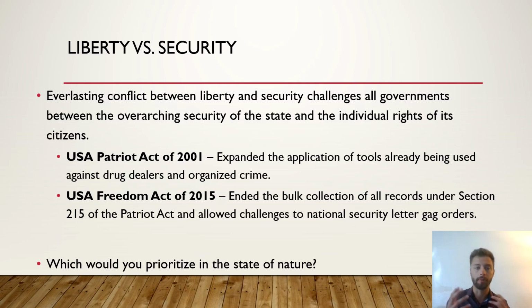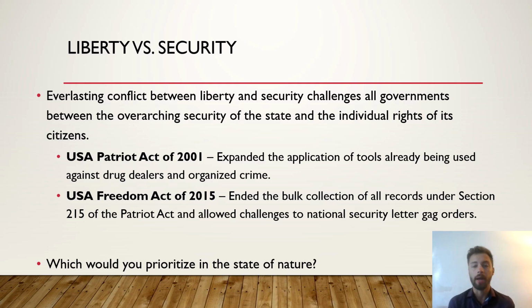So, how can we see liberty versus security? There's been an everlasting conflict, as we know, between these two concepts, as any governmental action tends to prioritize one over the other. We can look at two pivotal pieces of legislation in contemporary days. The first being the U.S. Patriot Act of 2001, what I previously mentioned as a prioritization of security and a restriction of liberty after the 9/11 threat. We see this expanded the application of tools already being used against drug dealers and organized crime, in addition to creating a greater surveillance network within the federal government.